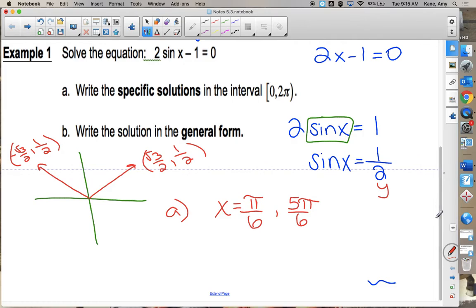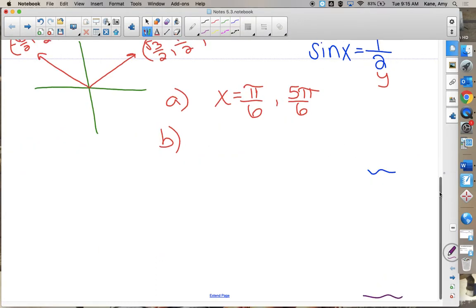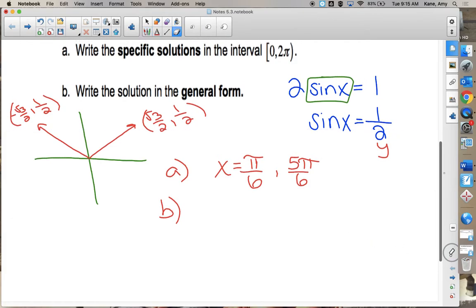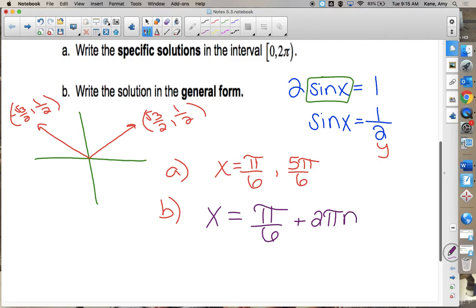The next part says to write a general form. So a general form means if I could spin around the circle 5 times, what would my angles be? And the way we write a general form is by setting this still equal to x, still using that same initial angle, but then adding 2 pi times n, or subtracting 2 pi times n. Now, why would I do that to make a general form? Why would I add 2 pi times n?